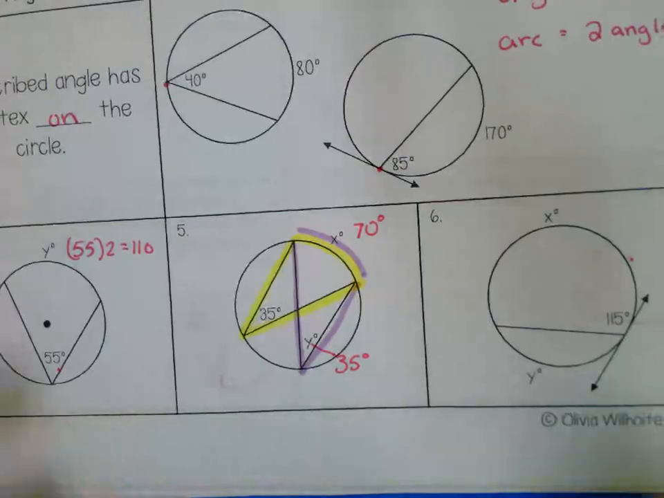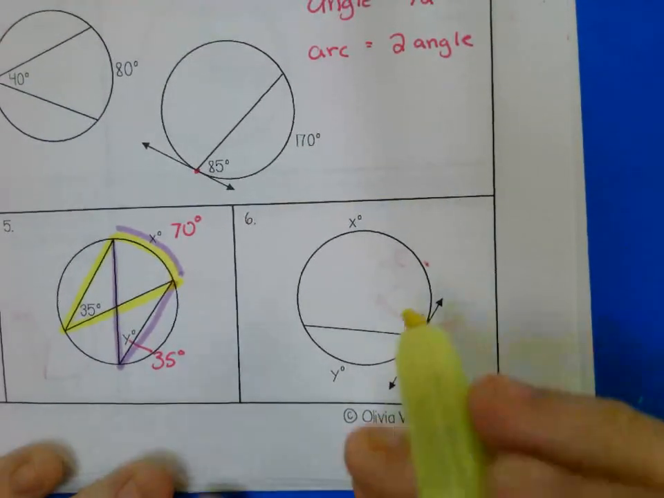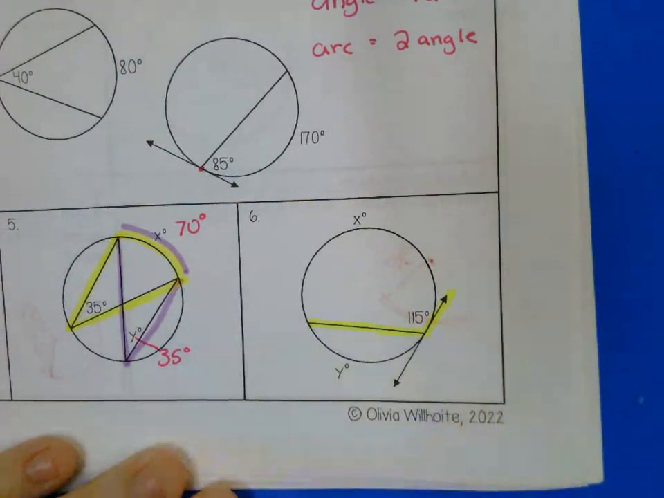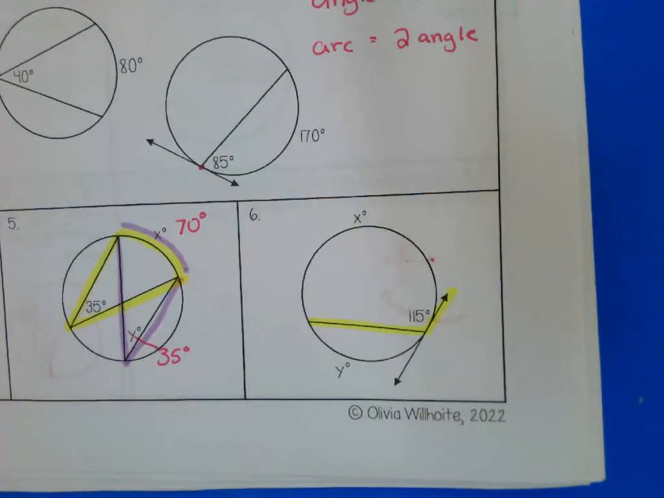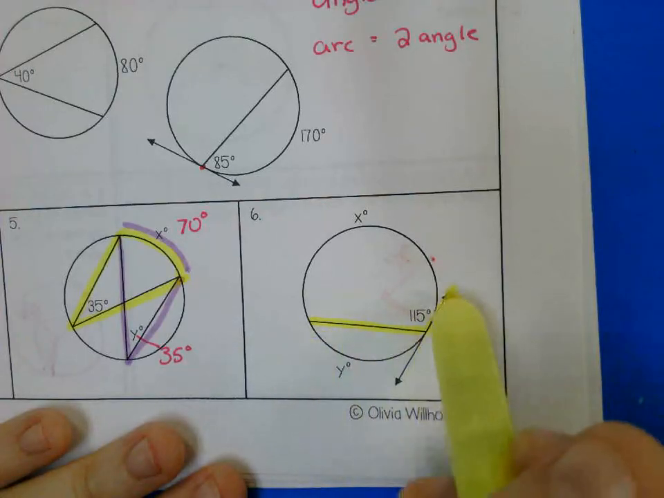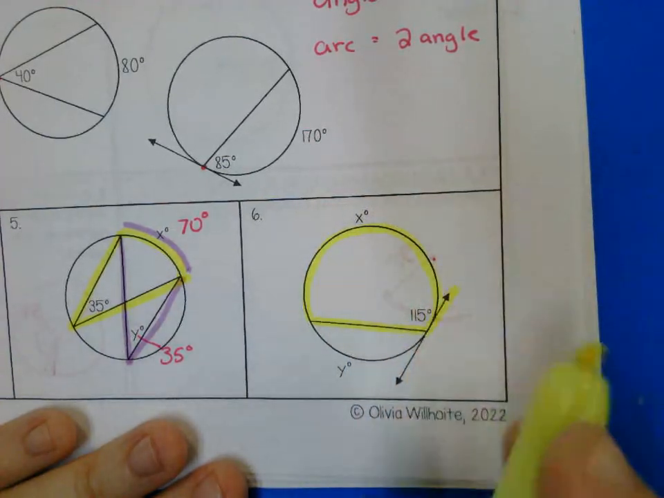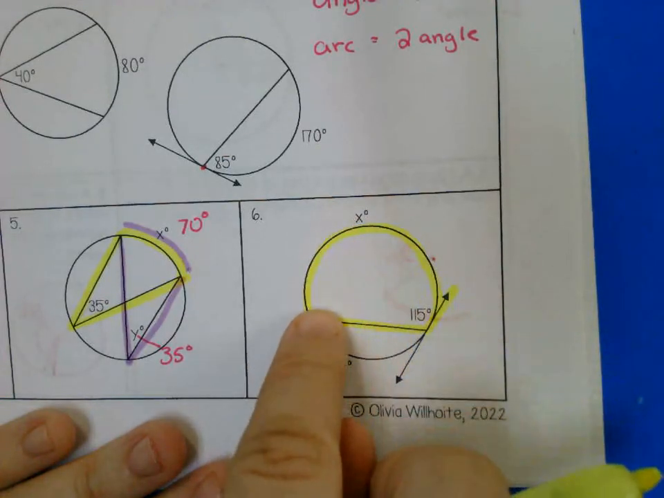Okay, looking at number 6. Here's my angle right here, 115 degrees. This and this, that's my angle. So which arc intersects that angle, X or Y? Which arc does this angle intersect? X. Which arc does this angle intersect? So this angle goes here to here. So this is its arc.